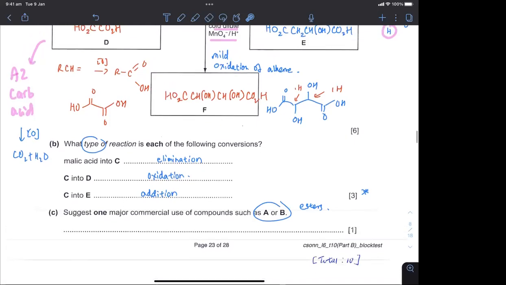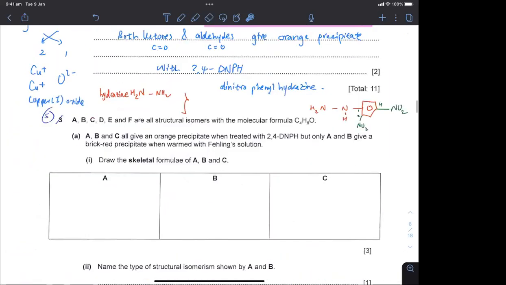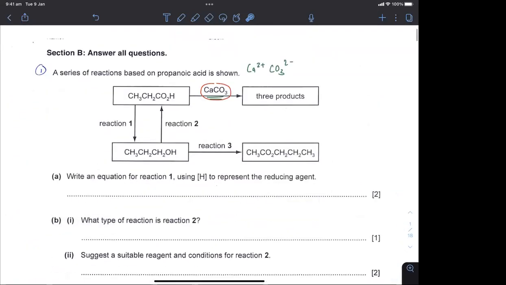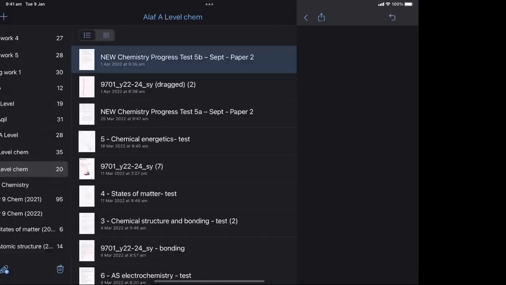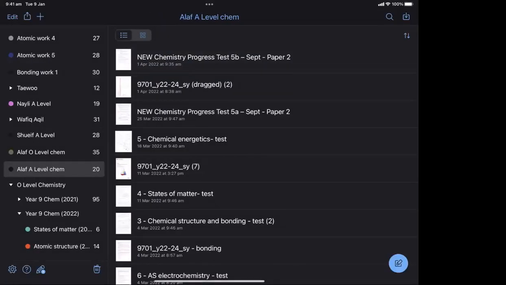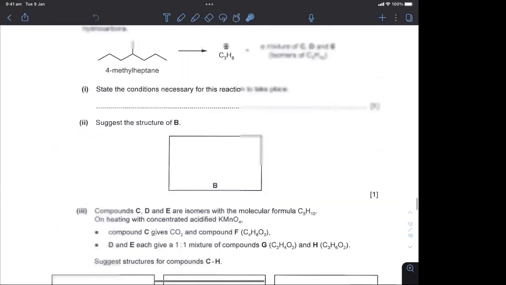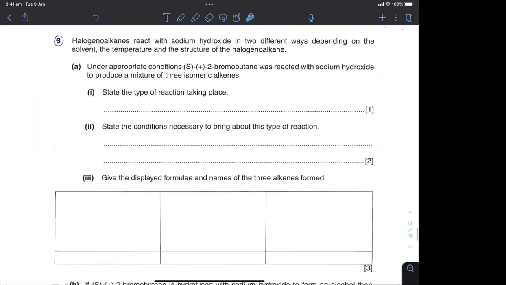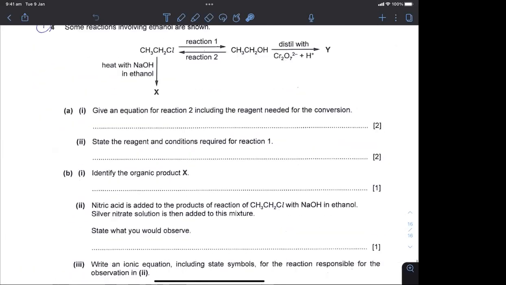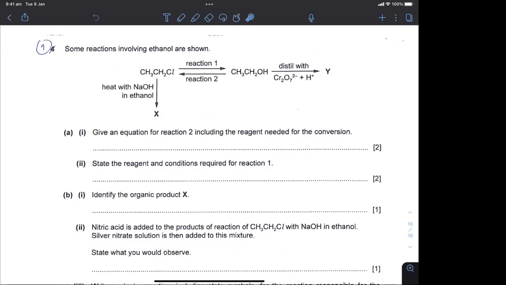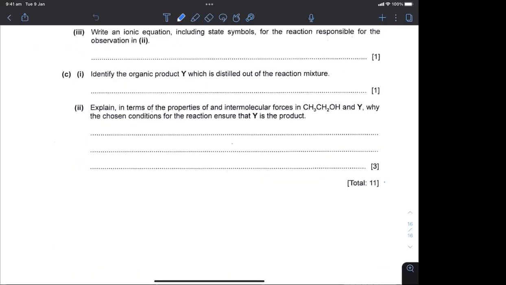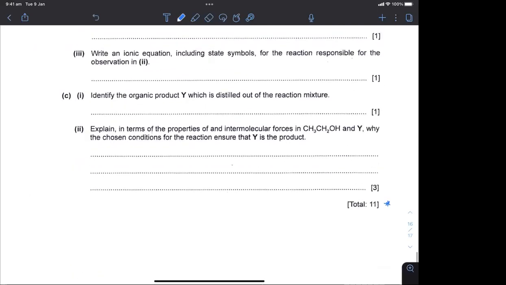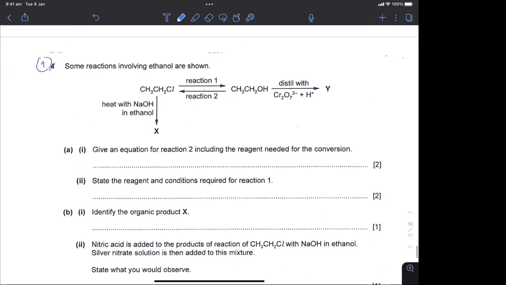Question 9, 5A, yeah? Okay, this is some halogenoalkane chemistry. The first thing I would do, I look at the marks. 11 marks, there's around 11 minutes. Okay, let's see if I can finish this in less than that.